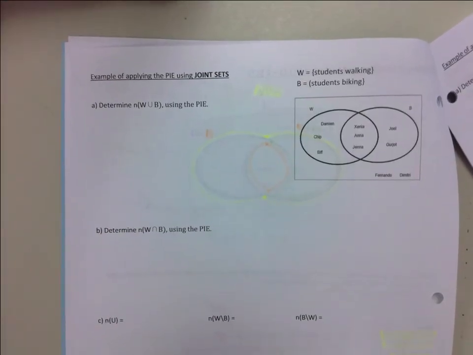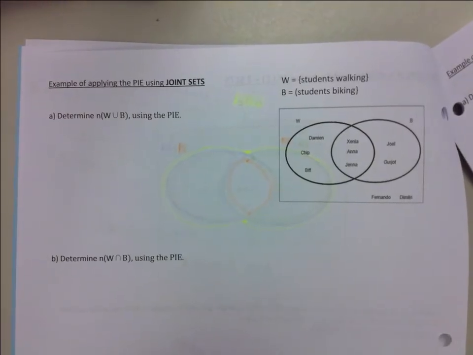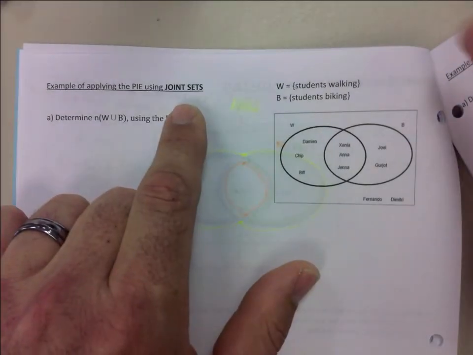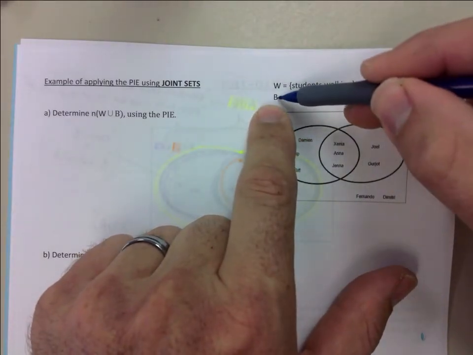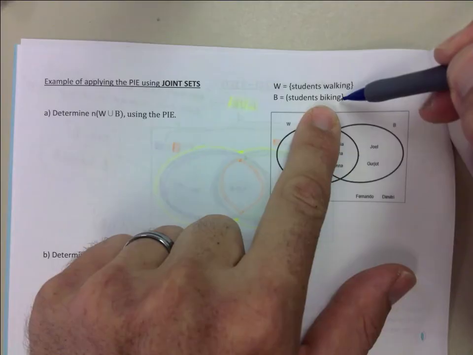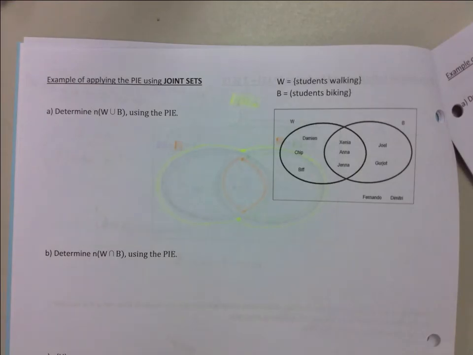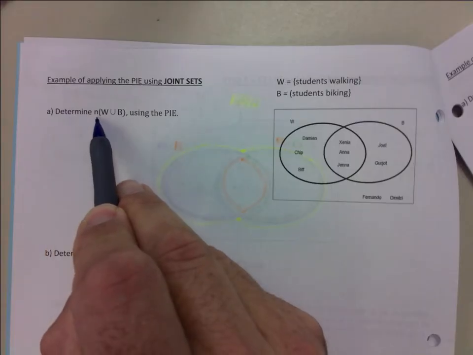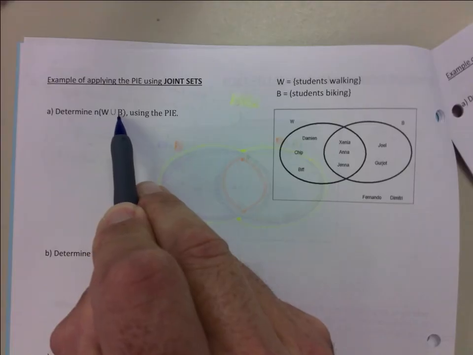And when I talk about pi, it's a way to reason, right? It's basically using the formulas here. So we're talking about joint sets. W represents students walking to school. B represents students biking to school. Okay, driving, we don't have that in here, but I'm sure some of you are driving these days. So determine the union of W or B.